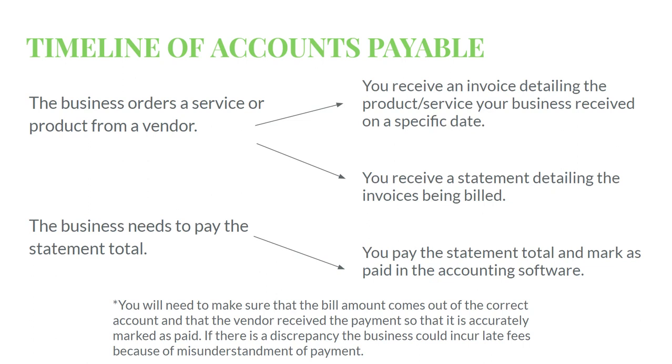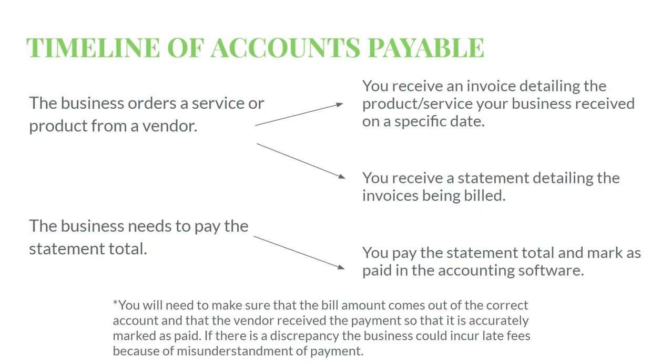They go to Lowe's, they go to the gas station, they sign up for their QuickBooks subscription. So they've ordered a service or product, and then to the right, you're going to receive an invoice detailing the product or service your business received on that specific date. But as we've discussed, you are also going to receive a statement detailing the invoices that you've received prior, being billed at the end of that billing cycle.